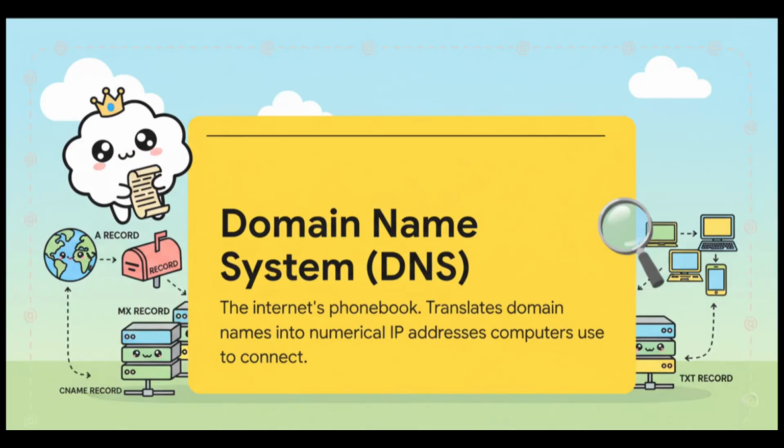So at the very heart of this whole thing is the domain name system, or DNS. And the best way, the absolute easiest way to think about it, is as the internet's giant phone book. See, we humans are great with names, but computers need numbers, specifically IP addresses. DNS is the incredible system that does that translation for us, connecting the name we know to the number the machine needs, all without us even noticing.